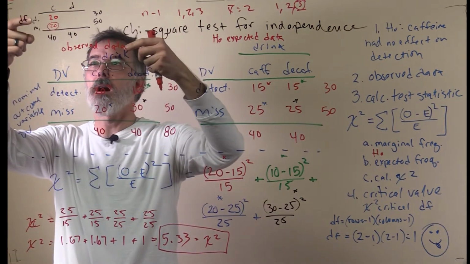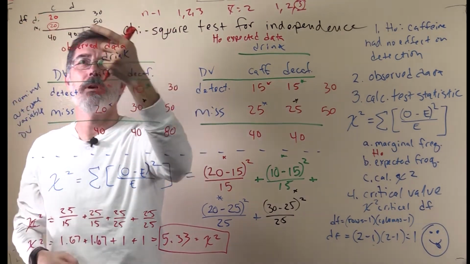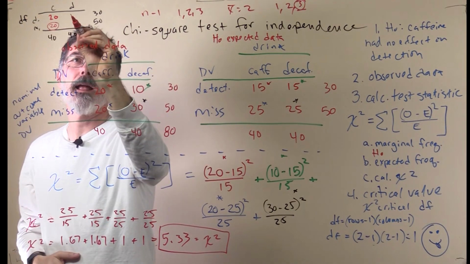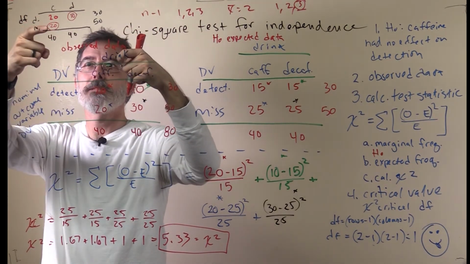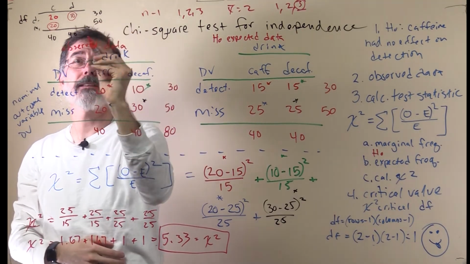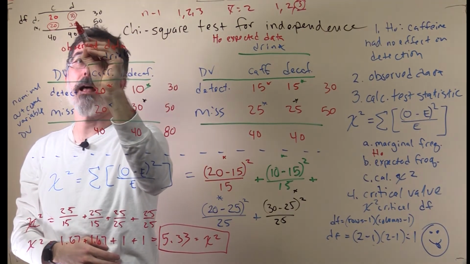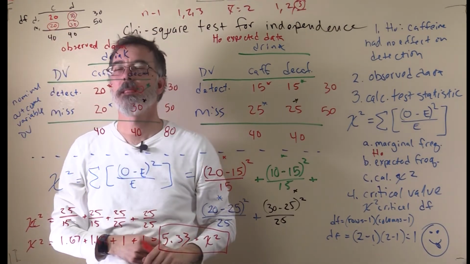And if for detect, if this is 20 and the marginal frequency is 30, well, this is set to be 10. It has to be a 10, otherwise you can't get a 30 here. Right? And if we know this has got to be 20 and this is 50, well, this has to be 30. That's not free to vary. Right? And you can do the same thing this way.